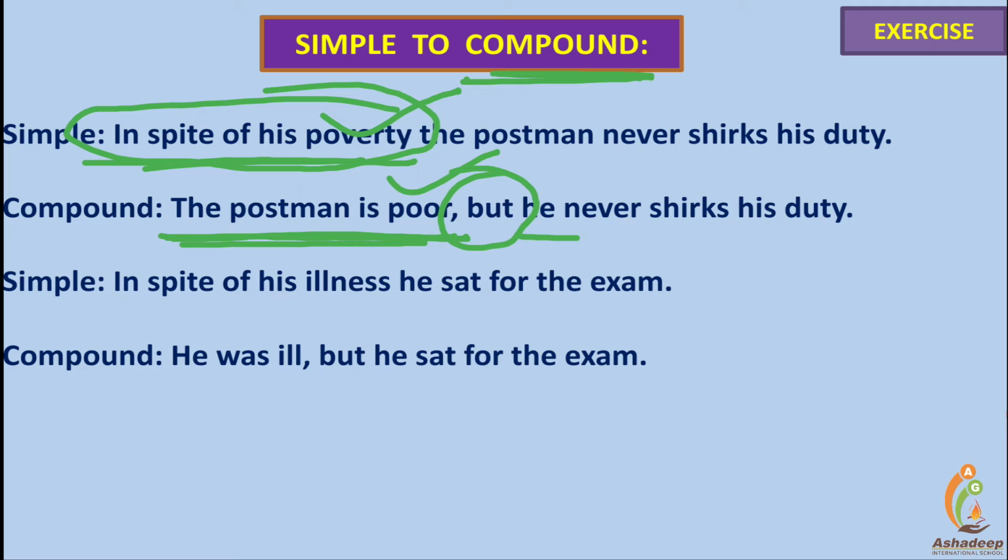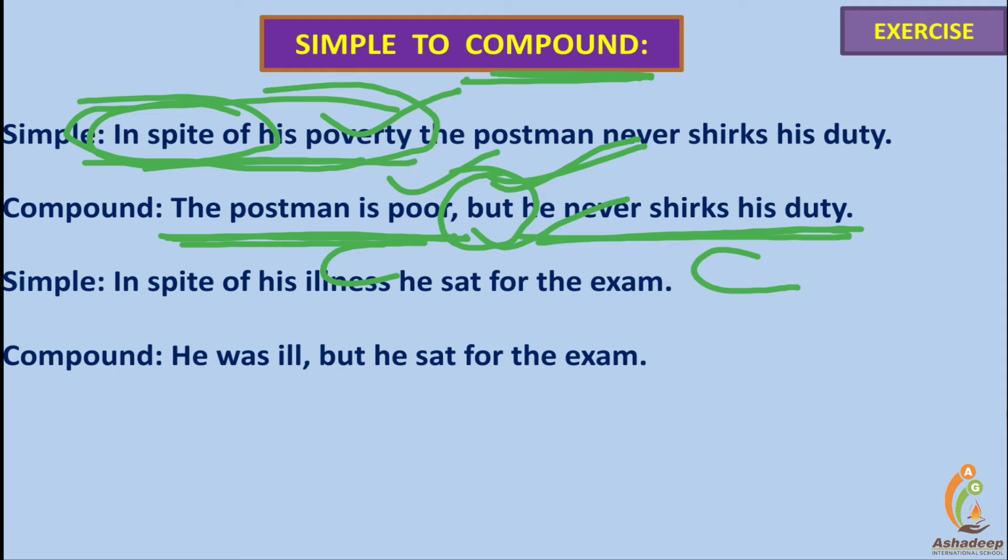But he never shirks his duty. It's also another clause. Both are independent. The postman is poor makes sense by itself. It does not depend on the rest of the sentence to clear its sense. While the other, he never shirks his duty, also makes clear sense. That's why both are independent. Neither depends on the other, and both are contrast-showing sentences. They are connected with but. In spite of makes it simple, but makes it compound.